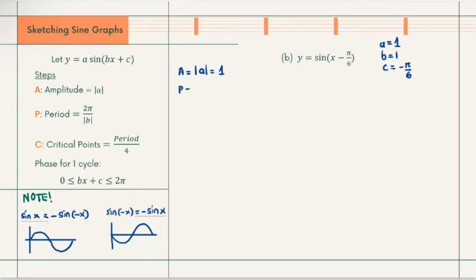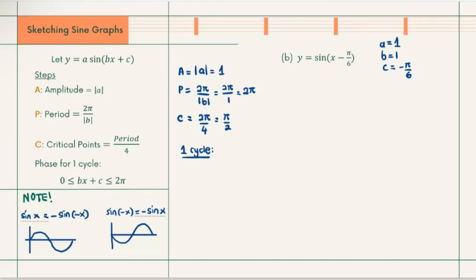Untuk P, period. Period kita adalah 2 pi we divided by magnitude of B. Magnitude pula, modulus of B. So 2 pi will be over dengan 1. So kita dapat 2 pi. Okay, so complete cycle kita adalah sepanjang 2 pi. And then C, critical points kita adalah period we divided by 4. So now we have pi over 2.